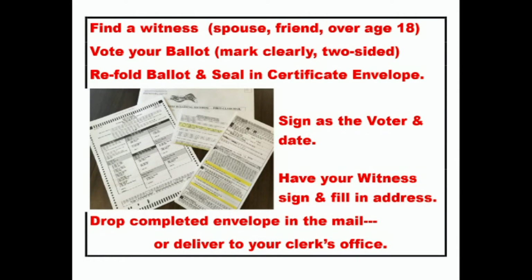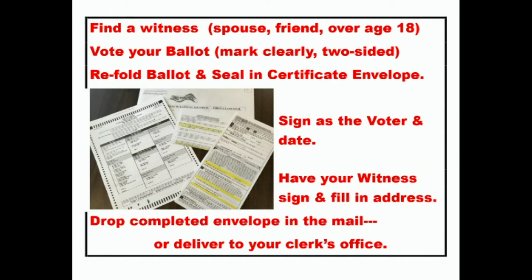Be sure your marks on your ballot are clear, and be sure to look at both sides of the ballot. The November election ballot that you receive is a two-sided ballot. After you mark your ballot, simply place it into your certificate envelope and seal it up. Sign and date as the voter, then hand it over to your witness, who will also sign and fill in their address.